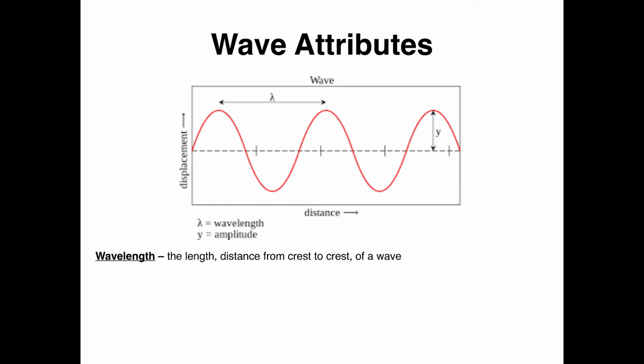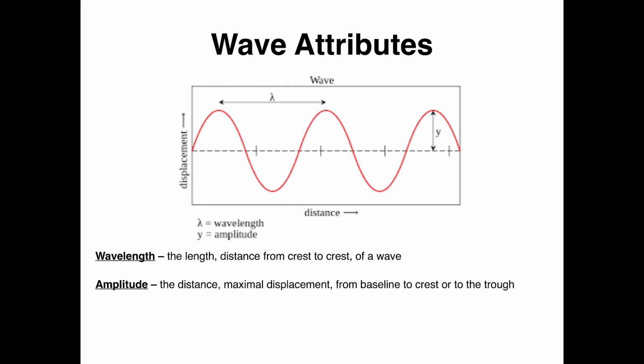Now, other parts of the wave that have terms that we need to become familiar with include the idea of the wavelength. And the wavelength is the distance from crest to crest of a wave. So this would be the distance from compression to compression in a longitudinal wave, or the distance from crest to crest in a transverse wave.